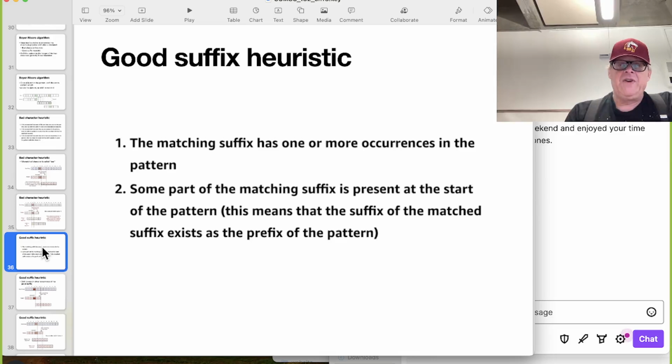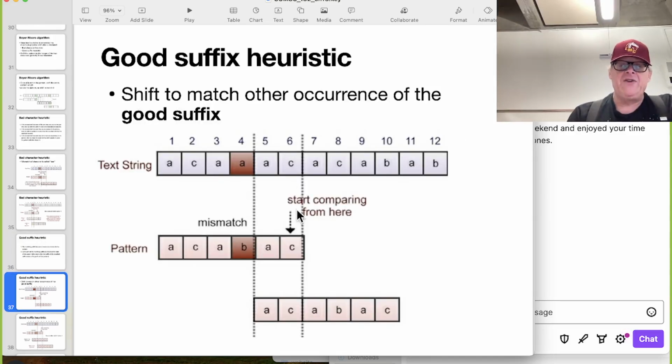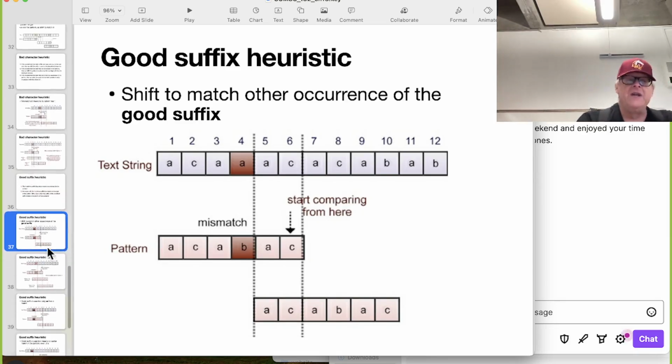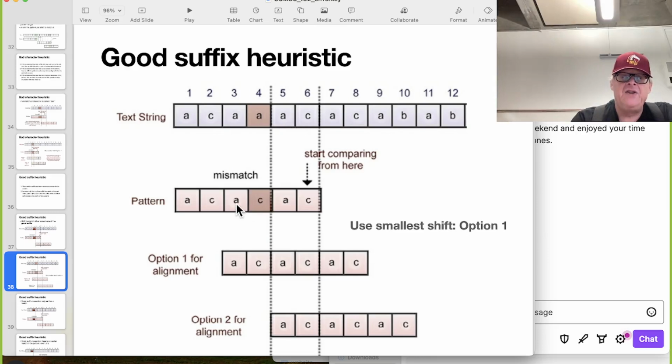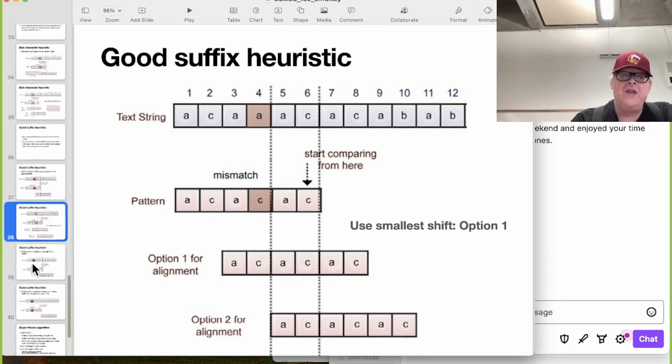All right, the good suffix is where you have a suffix that matches. So you start comparing from here, C, A, B, and a bad match there. So you shift to match the other occurrence of the AC. Match the AC here. All right, just another way to do it. And the point is, so here you go, CAA. She matched to the other CA. There's two of them, CA and CA, and of course you have to use the smallest shift. This one might match. So that's the game.